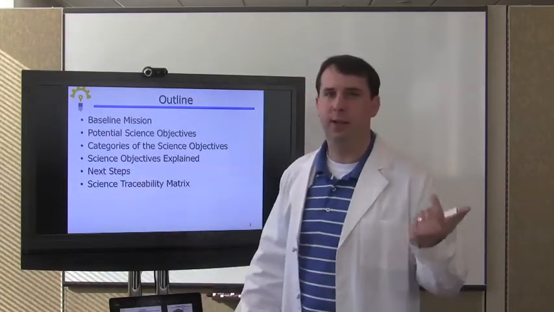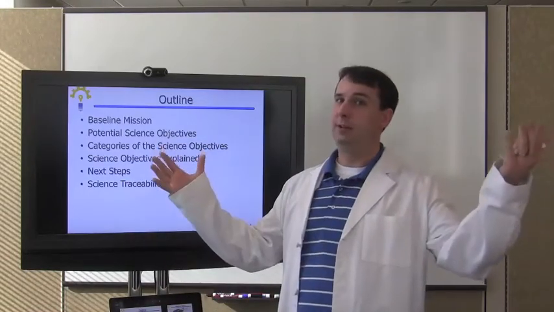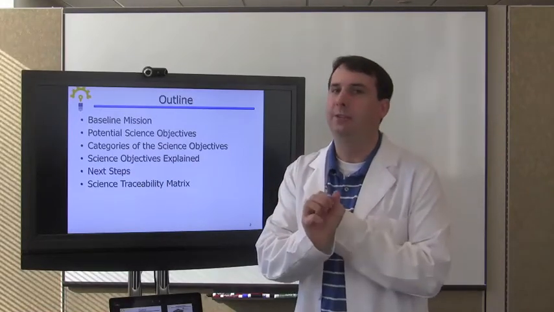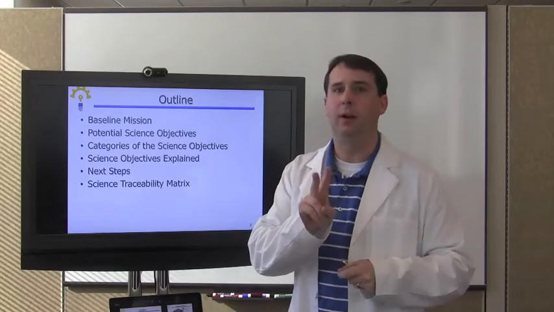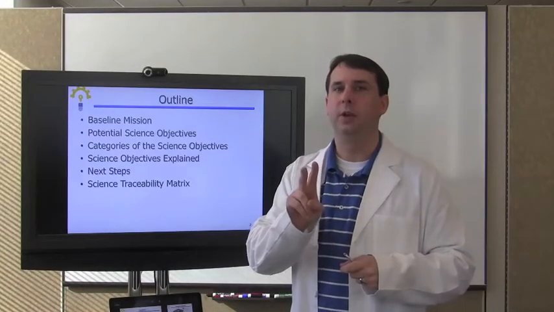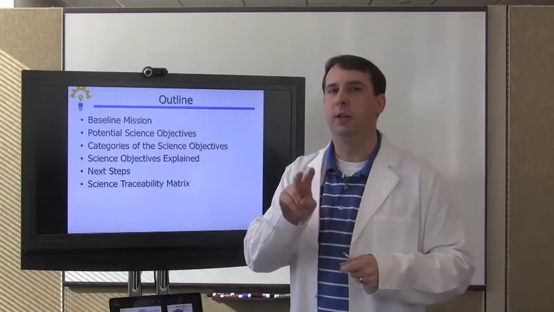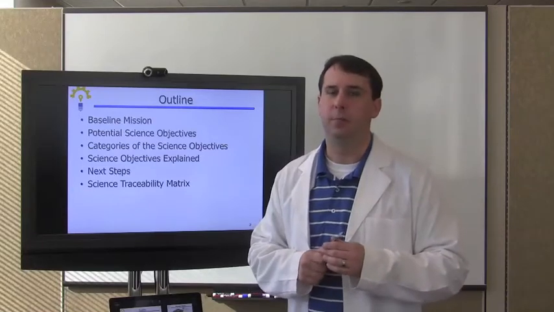We'll talk about the next steps, what you're going to do next. And then we're going to show you the science traceability matrix. The science traceability matrix, and there's something called the instrument matrix. Those are the two end products, the two things you want to get done for this science portion of InSPIRESS. Once you have those two things done, then you can just head out with the engineering and go crazy.